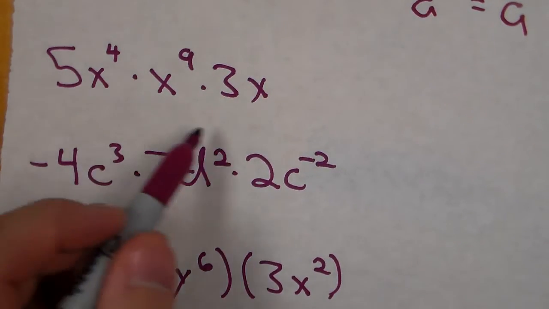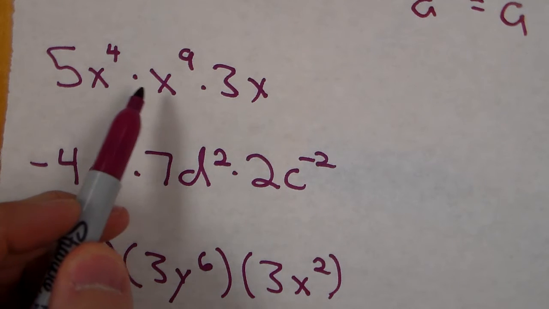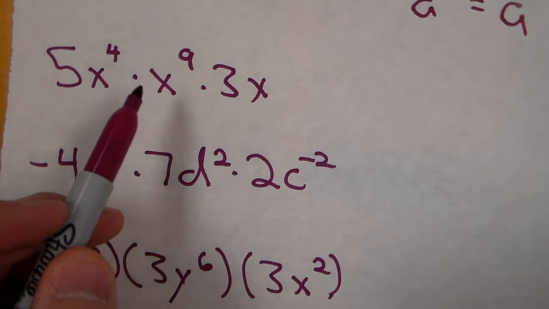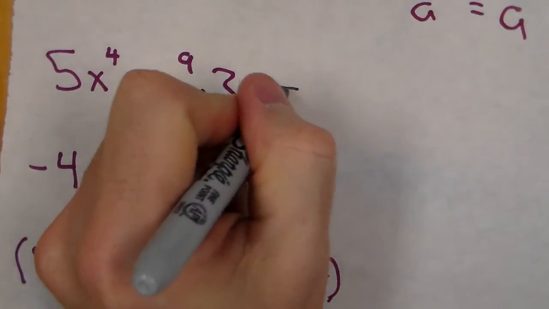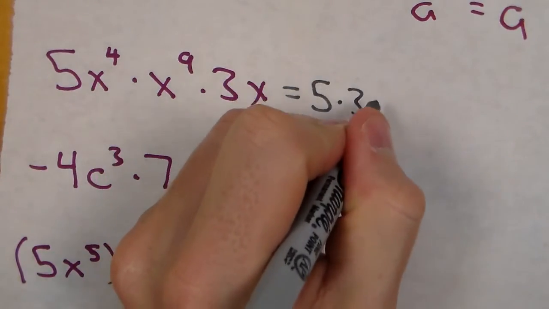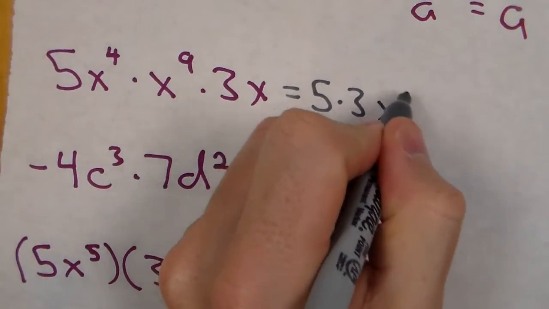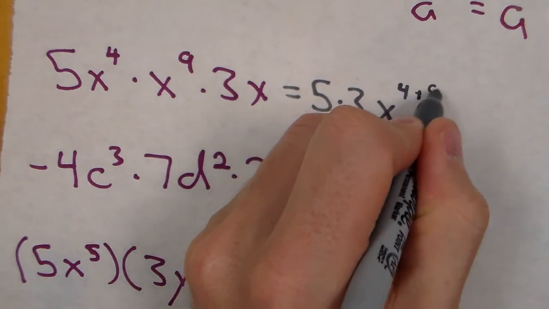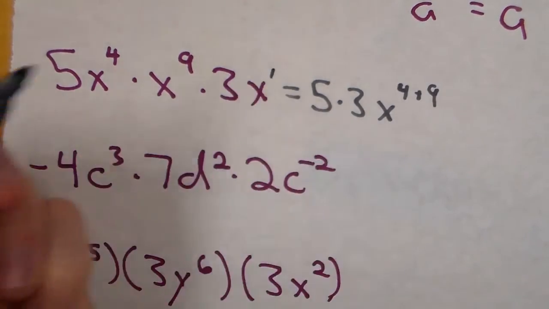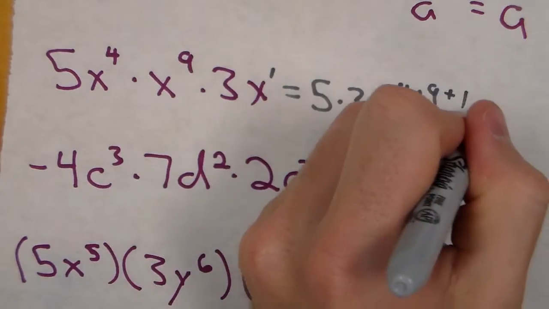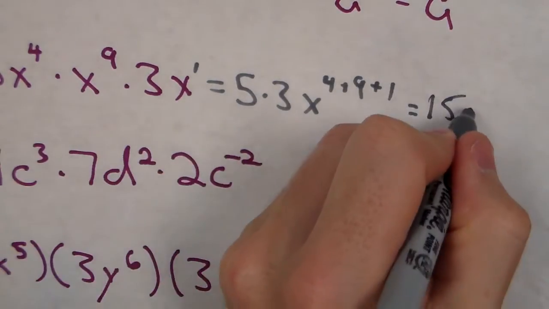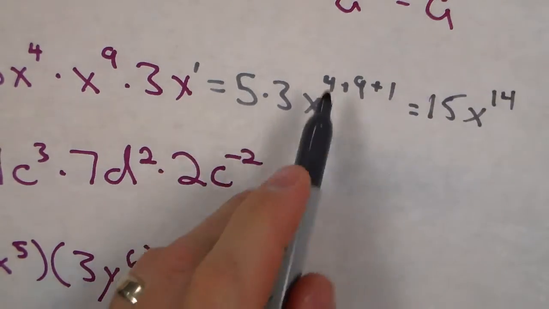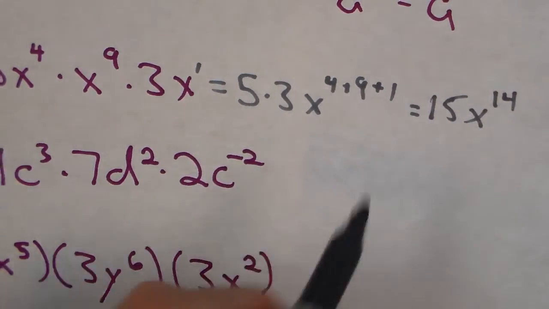What if we then had some coefficients involved? 5x to the fourth, x to the ninth, and 3x turns into a problem where we write the coefficients first and then our exponents. I have 4 plus 9. This is a 1 because there's nothing there, so we can't forget that. So our answer is going to be 15 x to the 14th, because 4 plus 9 plus 1 is 14.